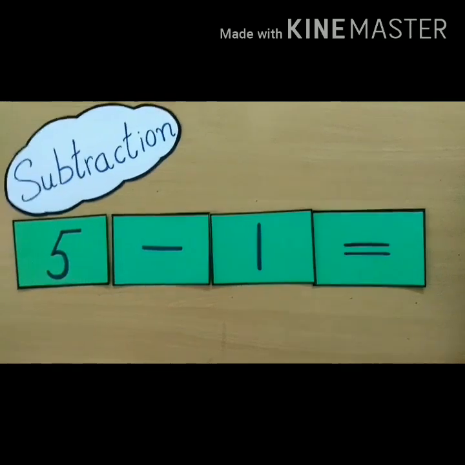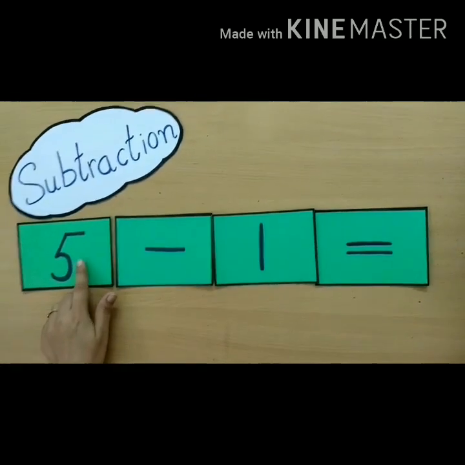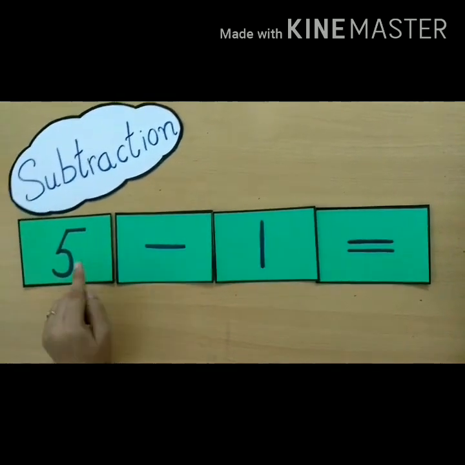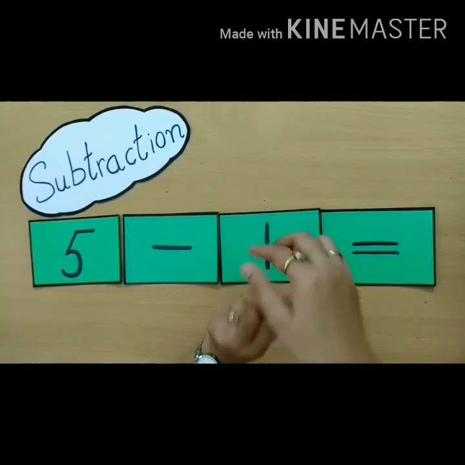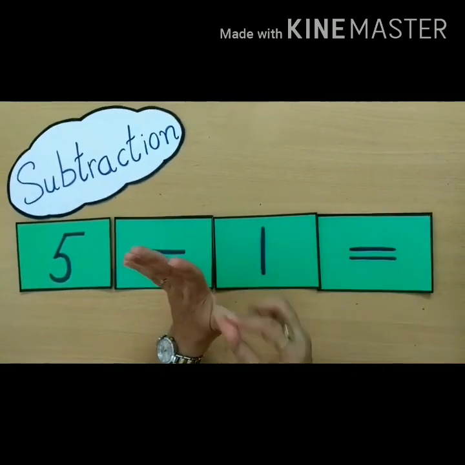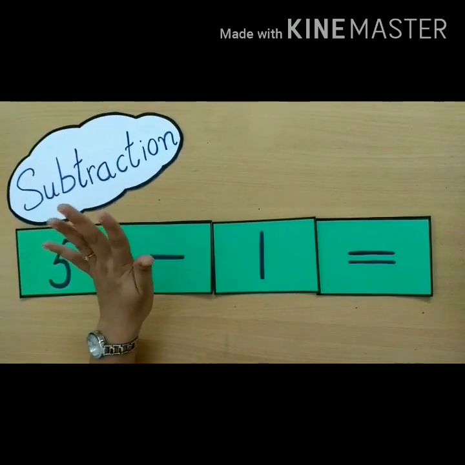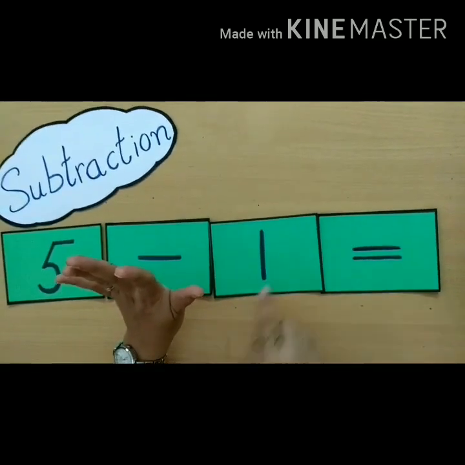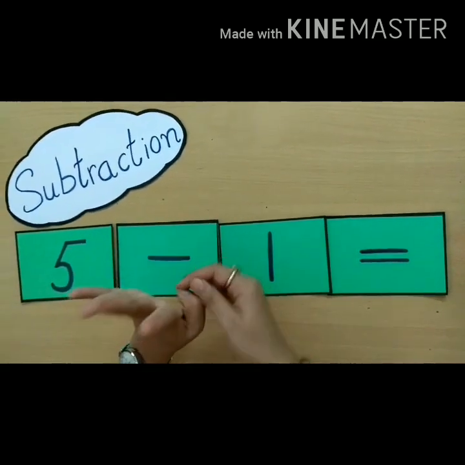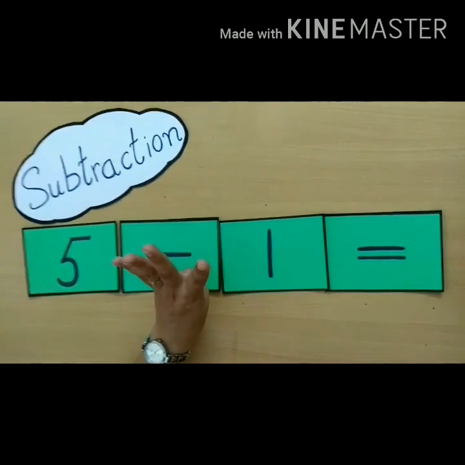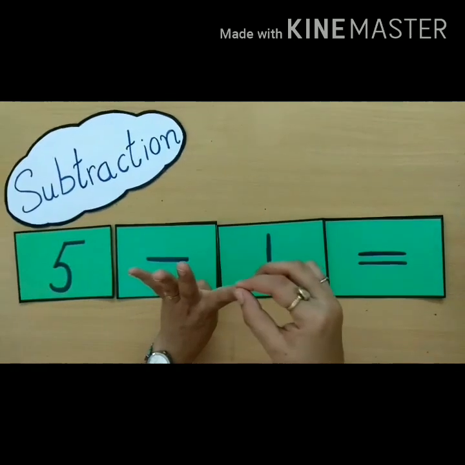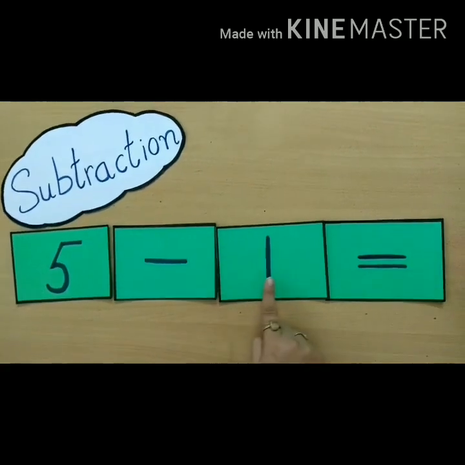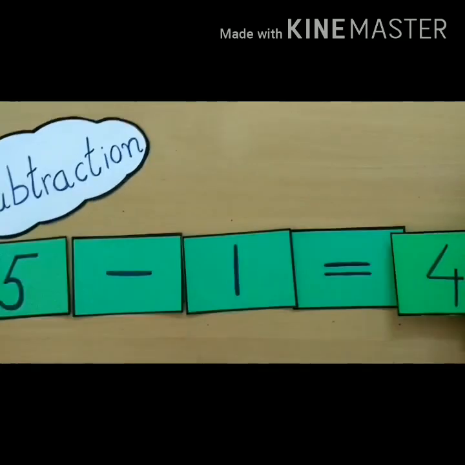First, we will raise our fingers of this number. First number is 5. So we will raise our 5 fingers. 1, 2, 3, 4, 5. And see, we have to subtract 1. So we will put our finger down. How many fingers? 1. 1 finger down. So see how many fingers are left? 1, 2, 3, 4. So 5 minus 1 equals 4.